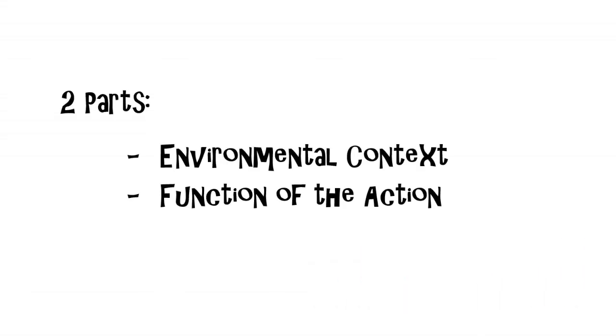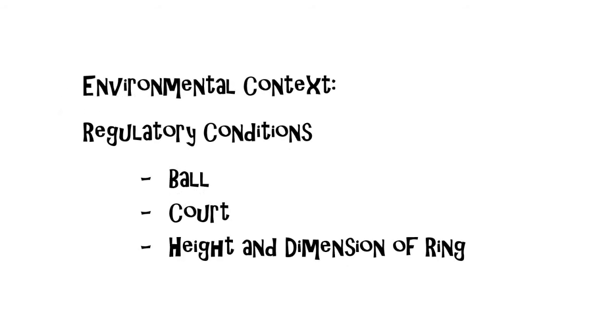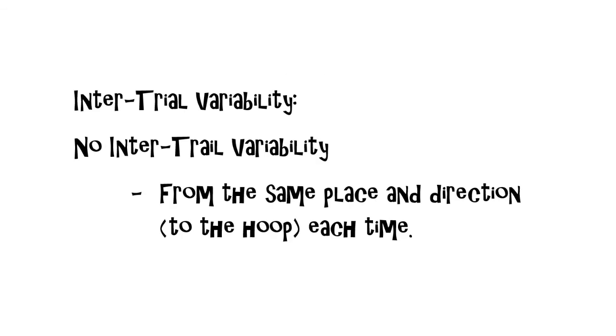Gentile's two-dimension taxonomy includes two specific parts: the environmental context and the function of the actions. In relation to the environmental context, the regulatory conditions of the basketball free throw are the ball itself, the dimensions of the court, position, height of the ring and the backboard. In relation to inter-trial variability, there is no inter-trial variability.